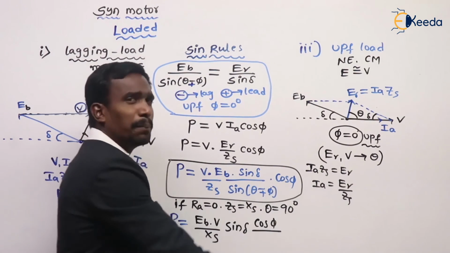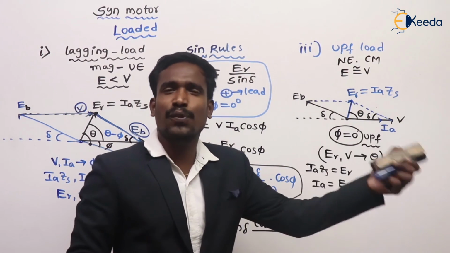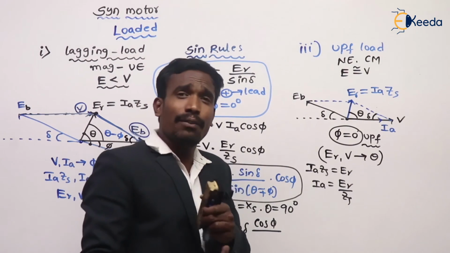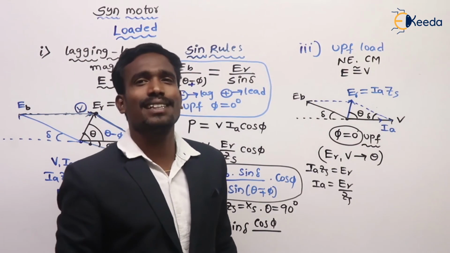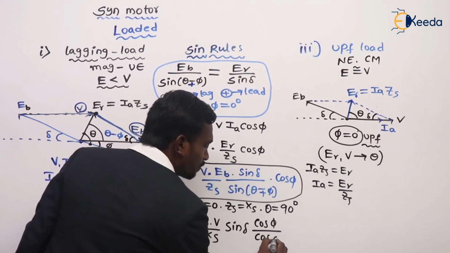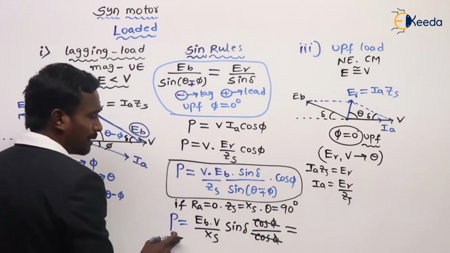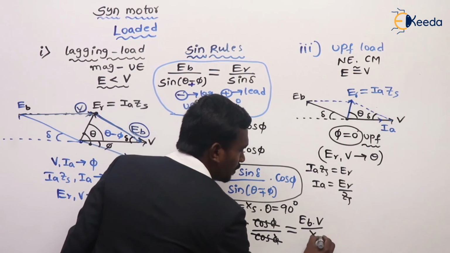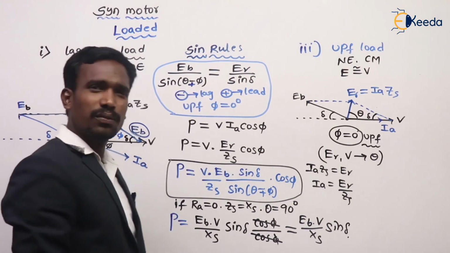sine of 90 plus or minus phi. 90 minus phi is nothing but the first quadrant. 90 plus phi is nothing but the second quadrant. Wherever you go, in the first quadrant and second quadrant, in both cases sine is positive. So sine of 90 plus or minus phi is nothing but cos phi. So cos phi gets cancelled out. So what is the power? Power is equal to EB V upon Xs sine delta. This is our power equation.